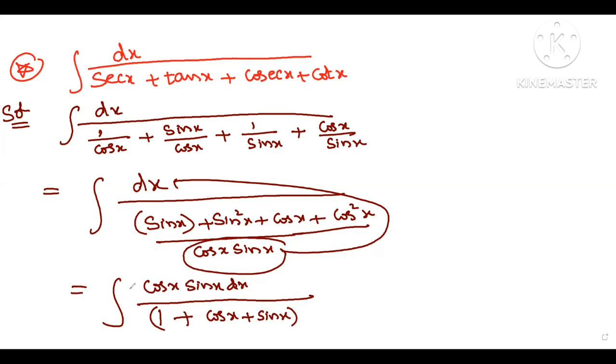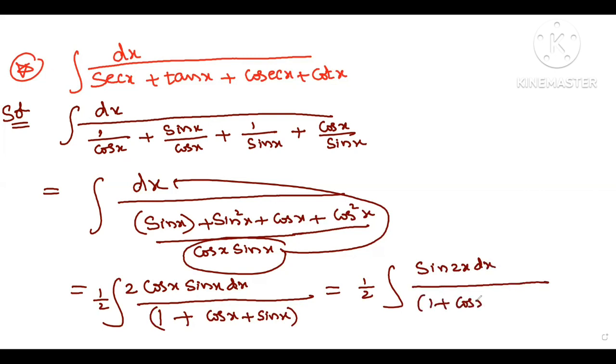So here, multiply and divide by 2. What do we get? 1 by 2 times of 2 cos x sin x. We know that this is sin 2x upon 1 plus cos x plus sin x.